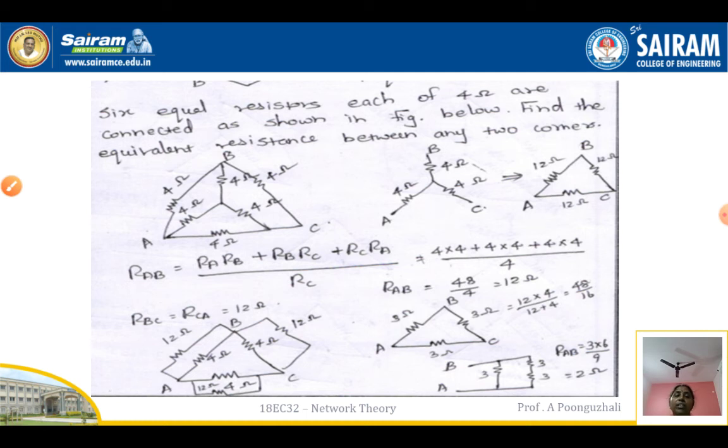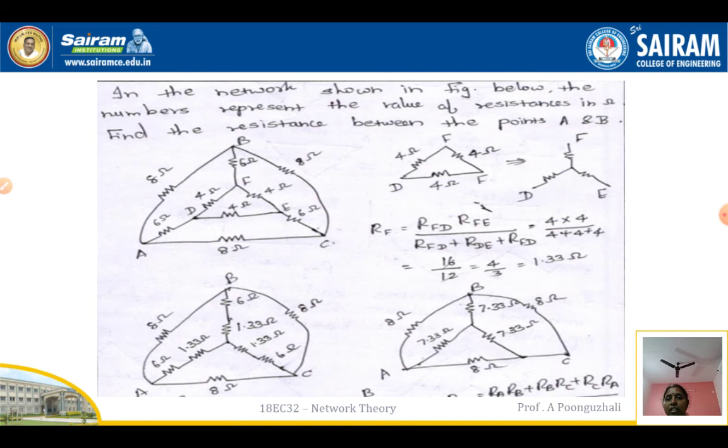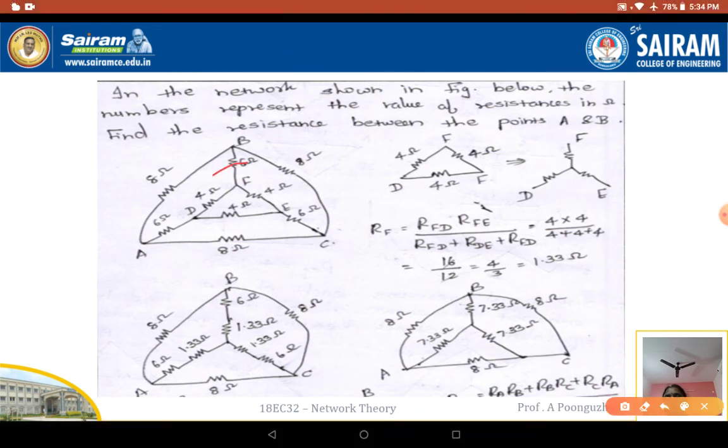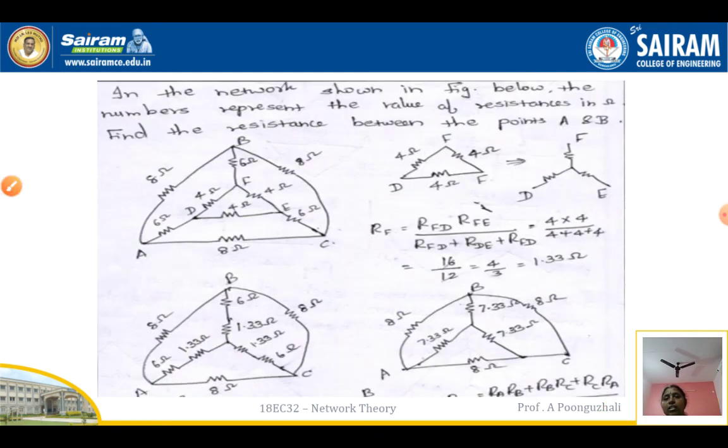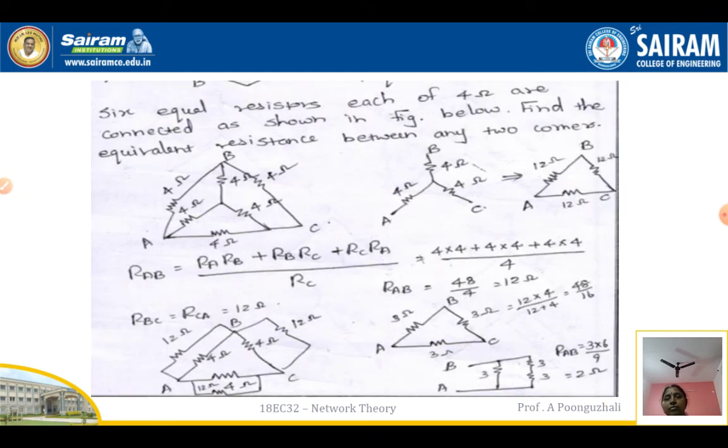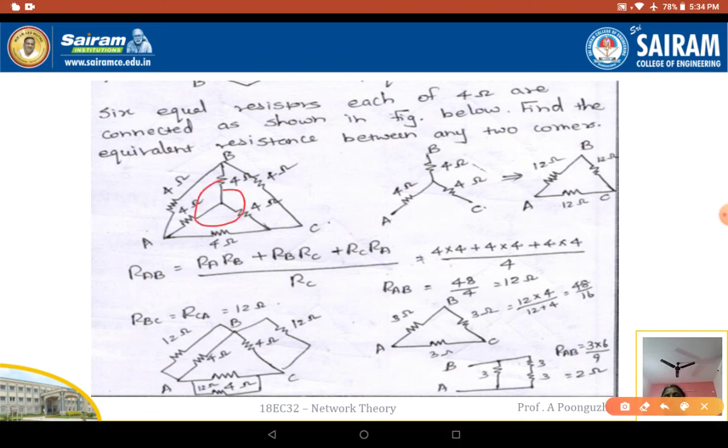So 6 equal resistors, each of 4 ohms, are going to be connected as shown in the figure. Find the equivalent resistance. In this case, these 2 points are going to be the same point. So the star network, if I convert this internal star to delta, I will be getting this circuit there.